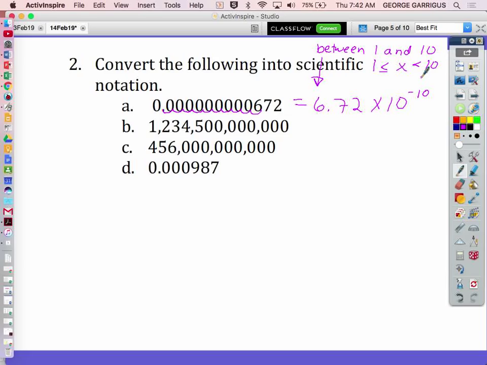B is a very large number, so we're going to move this decimal point from here. 1, 2, 3, 4, 5, 6, 7, 8, 9, 10, 11, 12. I got to move it over there.